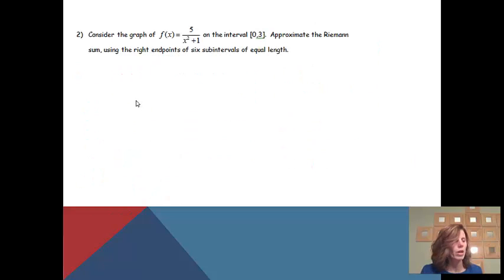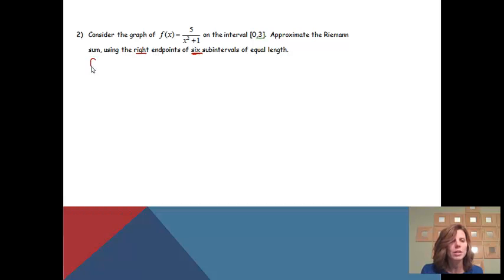All right, let's try another one here. This time it says to consider the graph of f of x equals 5 over x squared plus 1 on the interval 0 to 3. And we're going to approximate the Riemann sum using the right endpoints this time of 6 subintervals of equal length. Okay, I'm going to attempt to do this one without drawing a picture.